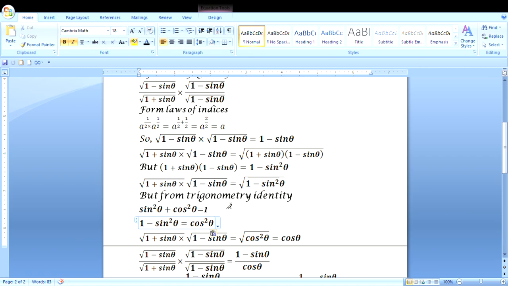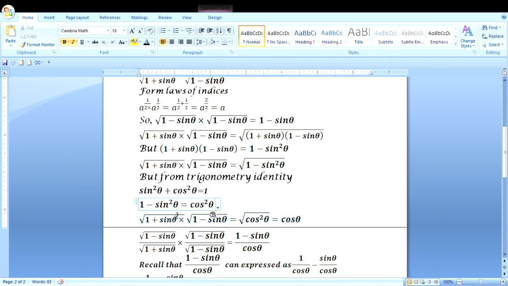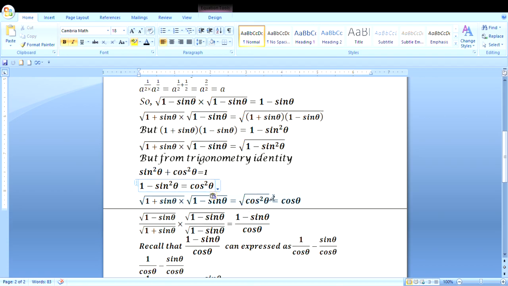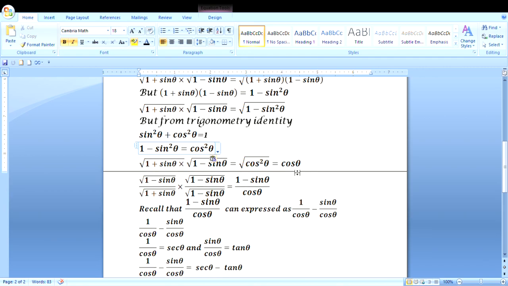Now we still need to look at the trigonometric identity, which says that sine squared theta plus cos squared theta is equal to 1. If that is true, moving sine squared theta to the other side, we can say that cos squared theta is the same thing as 1 minus sine squared theta. So we replace 1 minus sine squared theta with cos squared theta, so this expression becomes the square root of cos squared theta. The square root of a squared number is just that expression, so the expression here becomes cos theta.